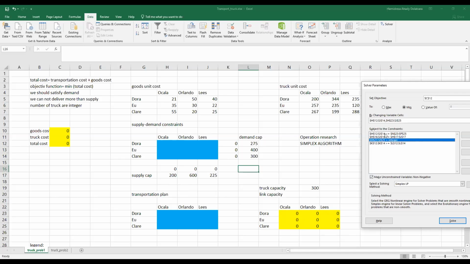So if you look at the first constraint, it's just saying H12 to J14. H12 is the first cell, J14 is the last one. These should be less than N23, which is the first yellow cell, to P25, which is the last yellow cell. Again, these yellow cells are empty now because there is a formula in them that calculates the capacity. I'm just saying that my delivery on each link should be less than the capacity of the link. And I put the formula here.